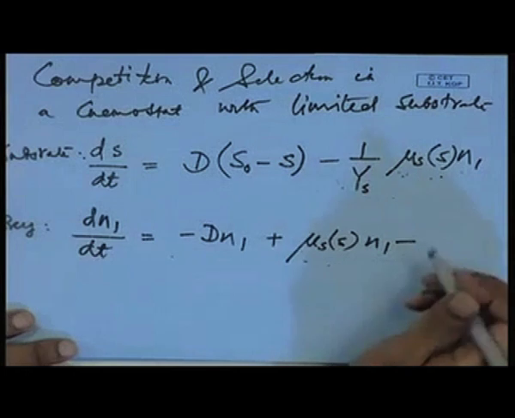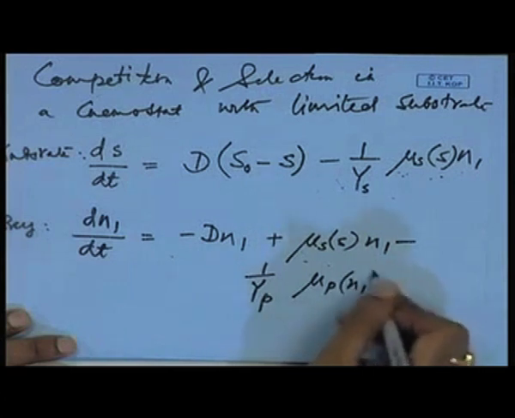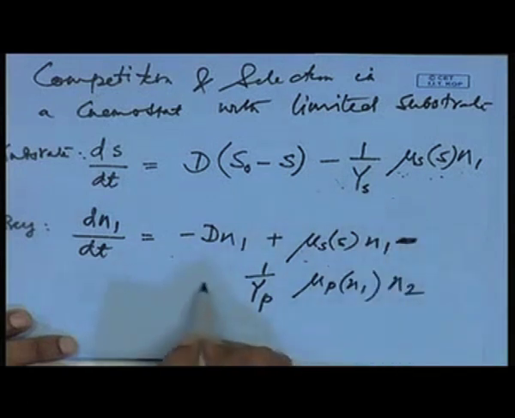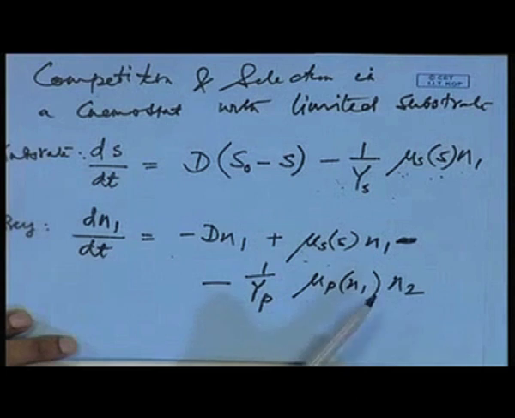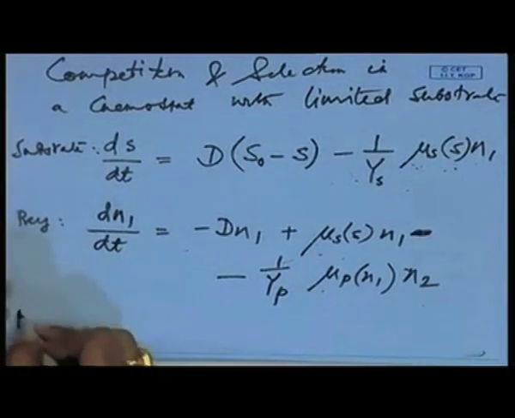And then you have minus 1 over Yp, mu_p(N1) times N2. What is this? This comes with a negative sign, which means that this is not the growth, not the birth, but the death of the prey, and this is happening because the predator N2 is eating on the prey. And at what rate is it eating on the prey? At the specific rate. This is not a growth rate anymore, it is like a death rate, but you can still call it a growth rate, which is mu_p as a function of N1, and Yp is a selectivity ratio. And then we have to write the model for the predator.